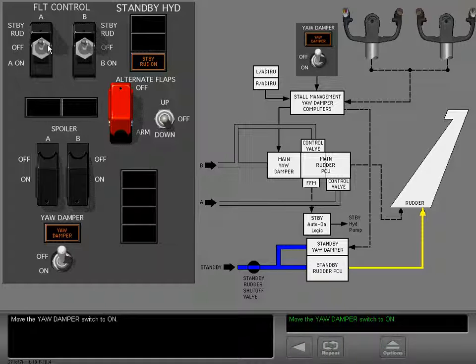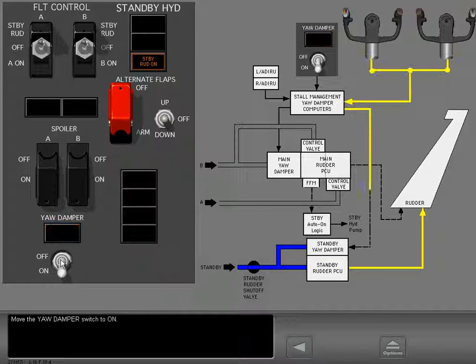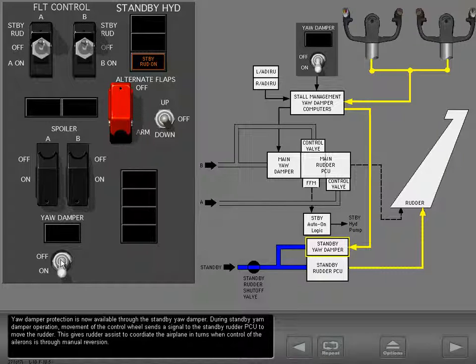Move the yaw damper switch to on. Yaw damper protection is now available through the standby yaw damper. During standby yaw damper operation, movement of the control wheel sends a signal to the standby rudder PCU to move the rudder. This gives rudder assist to coordinate the airplane in turns when control of the ailerons is through manual reversion.